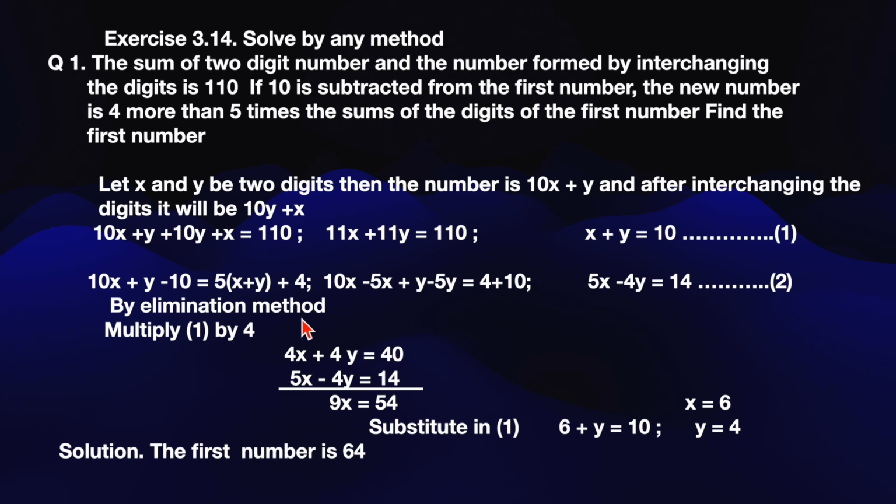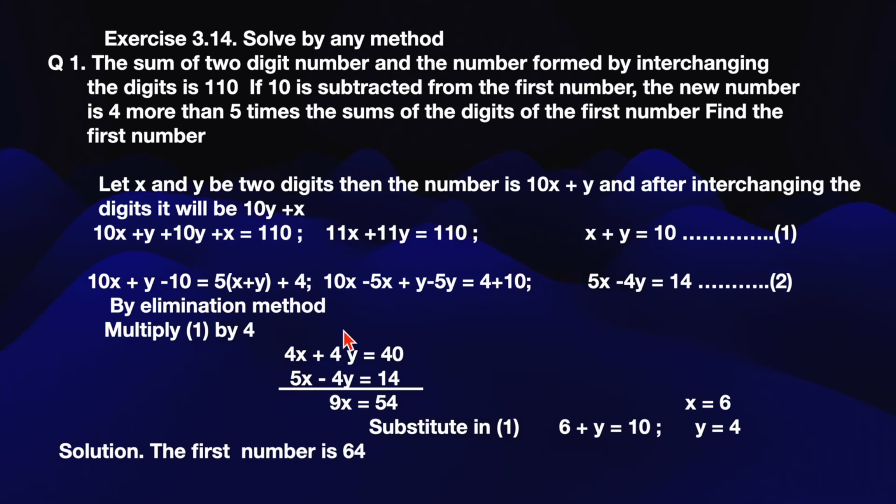So let me explain the elimination method again. Okay, look at these two equations closely. So here we have y, here we have minus 4y. If I multiply this by 4 and add, I can cancel out or eliminate the 4y term, the y term. Okay, let me do it. I can multiply the first equation by 4. I get like this: 4x plus 4y is equal to 40.